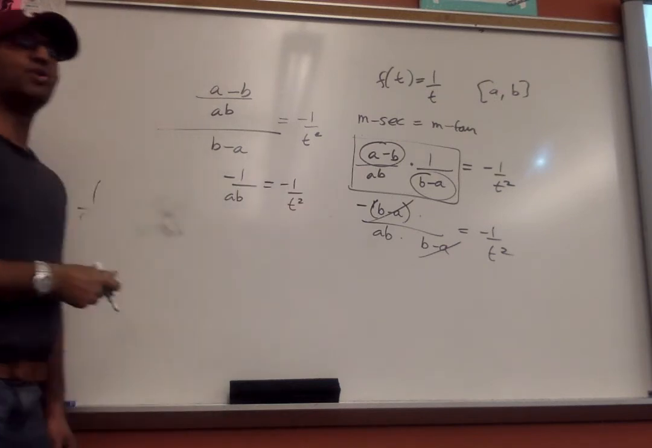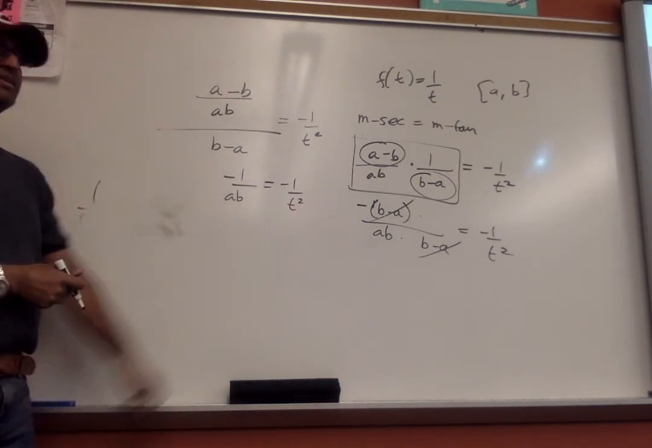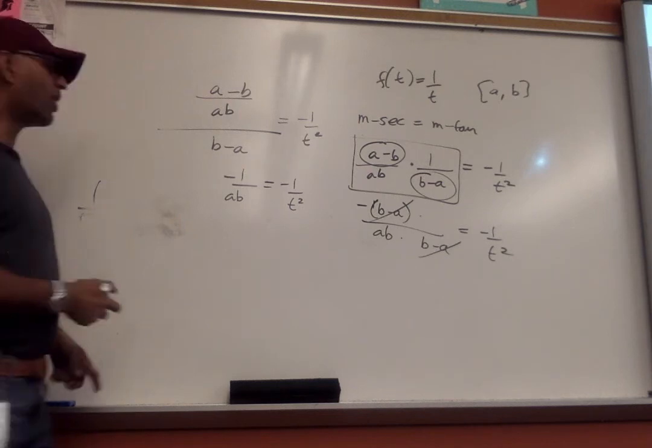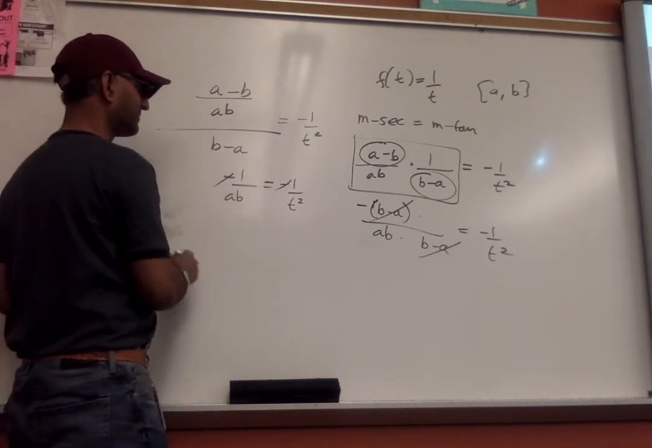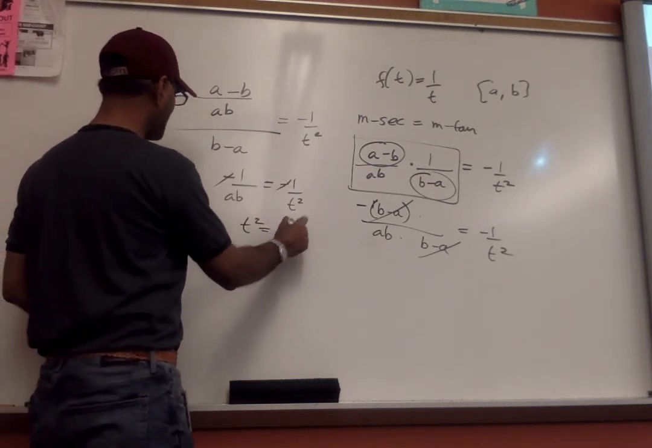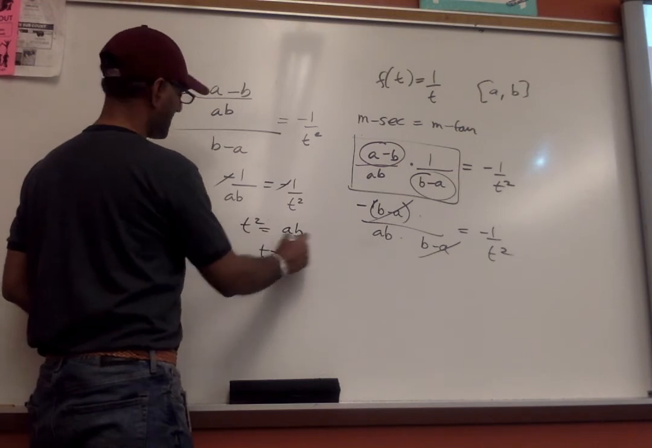For those of you who say, I have no idea what I'm doing, I'm solving for t. Should I take reciprocals of both sides? Oh, can I cancel the negative sign? Therefore, t squared equals ab and t equals radical ab.